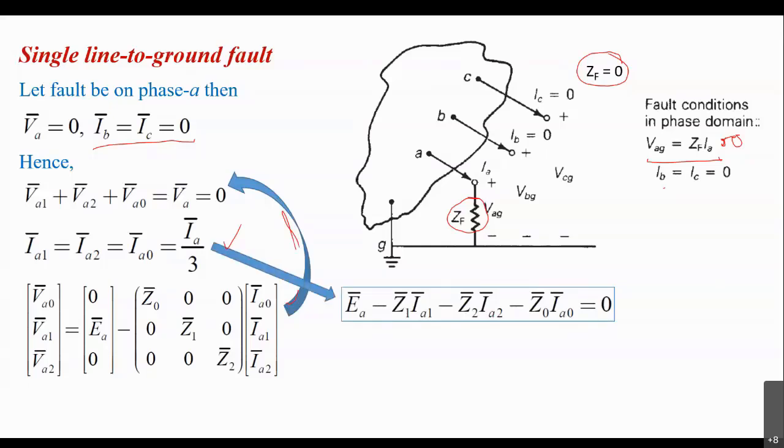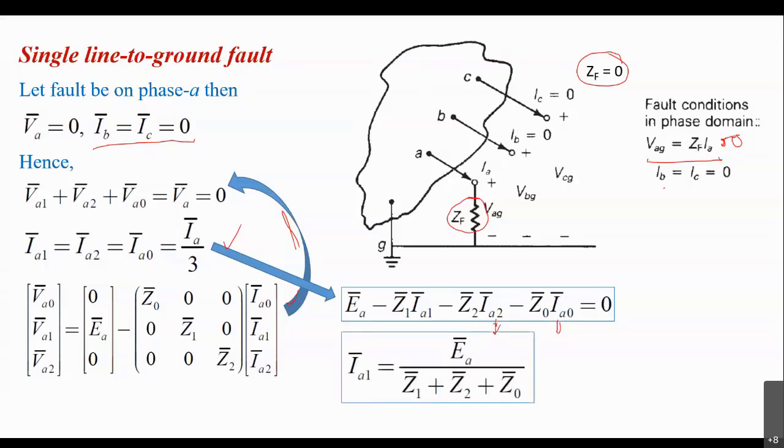Now in this equation, the currents are all equal. So by substituting IA2 equal to IA1 and IA0 equal to IA1, we'll find IA1. IA1 is nothing but EA by Z1 plus Z2 plus Z0. So this is the equation for IA1, which is the sequence component. If we know IA1, we can find IA0 and IA2 because they are all equal. And then we can find IA, which is the fault current, right?